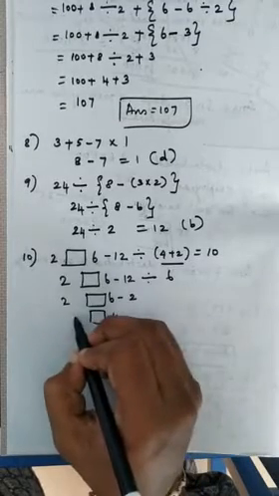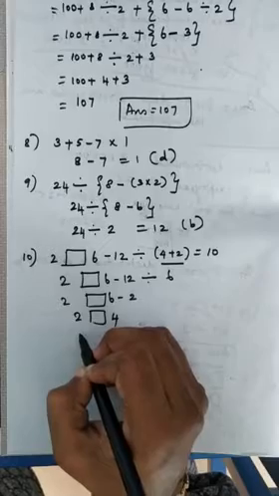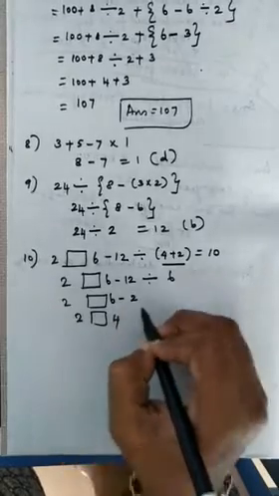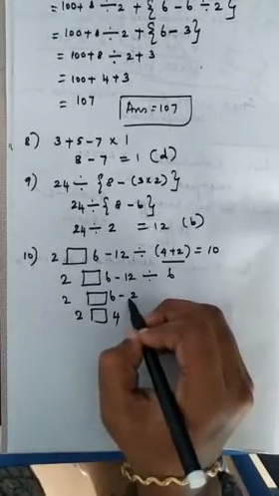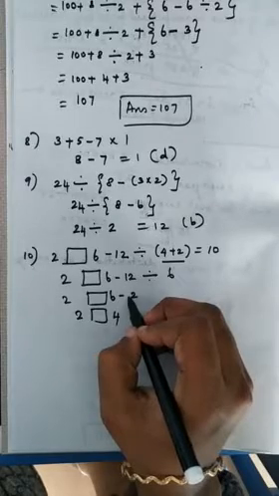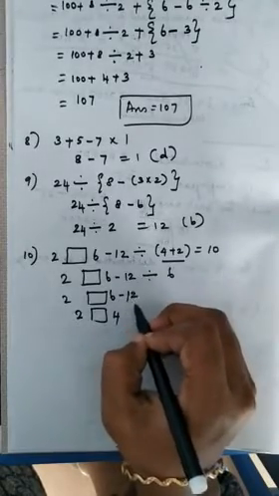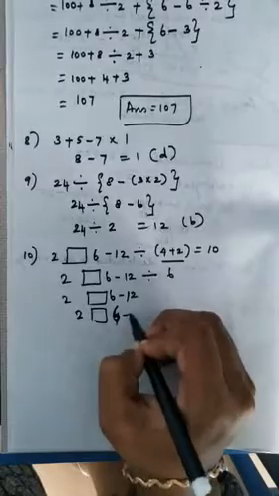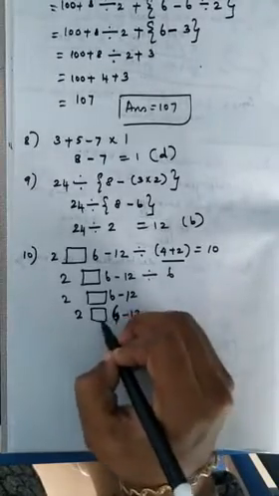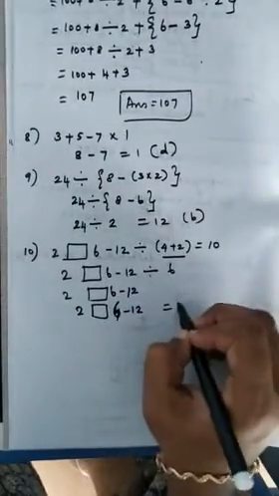Then, I have 2 here. I cannot use this minus now. I have to use it only at the end. So, I will be keeping this 6 minus 12 as it is, 6 minus 12 at the end. So, I have to find the answer as 10.